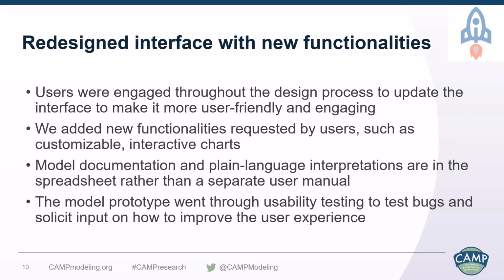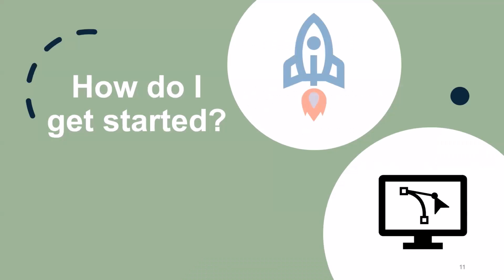We incorporated user feedback throughout the development to ensure that Space Tool 2.0 meets your needs. Important changes based on user feedback about the original model include a more user-friendly interface, new functionalities such as interactive charts, and adding plain language interpretations in the spreadsheet. Now that you know the basics of the Space Tool, let's dive in and see how you can use it.